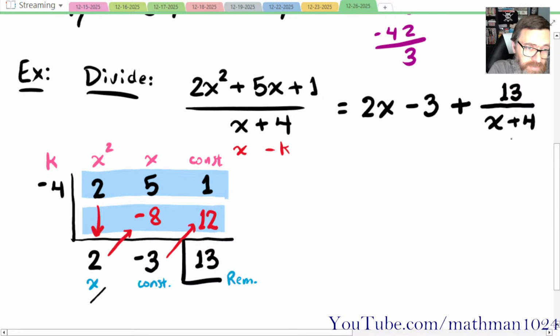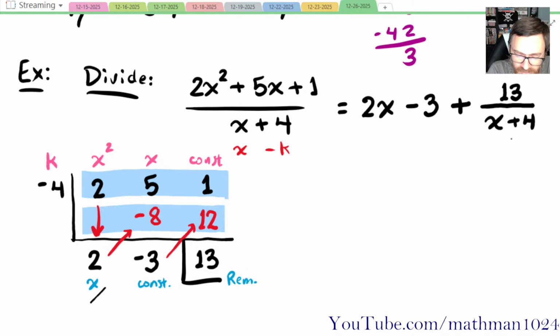That's the division. So synthetic division can be very, very quick. You don't have to worry about your powers or writing your variable. It's all a matter of multiplying and adding and just going back and forth until you get to the end.